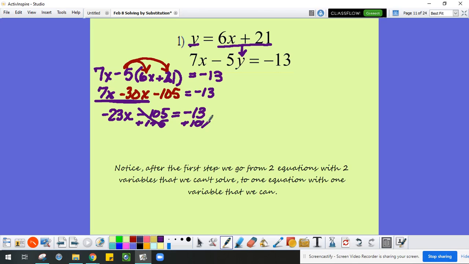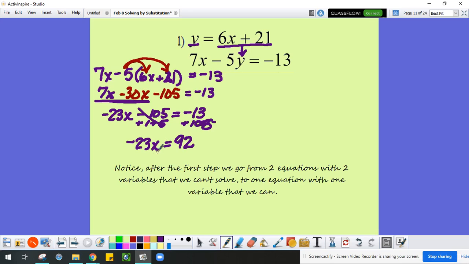Now, I am having trouble with my pen writing. Grab your calculator and do -13 plus 105. That's very sloppy, but that's a plus 105. -23x comes down, and -13 plus 105 is 92.